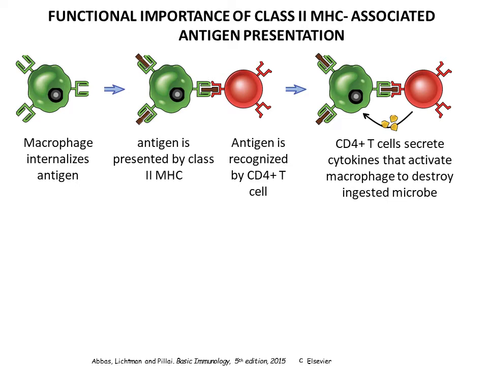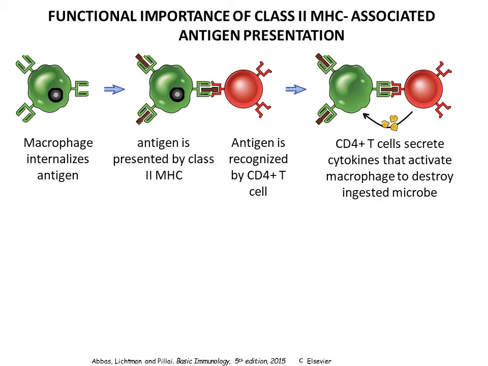MHC class 2 is a bit more complex in the way that it actually will now engage the CD4 T cells. And these CD4 T cells that are engaged by the MHC class 2 with an antigen secrete cytokines. These cytokines will activate the macrophages that have the virus or the pathogen inside, and activate them to destroy it. So it's a different mechanism. CD4 T cells are not killer cells, but they stimulate the other cells to kill it.